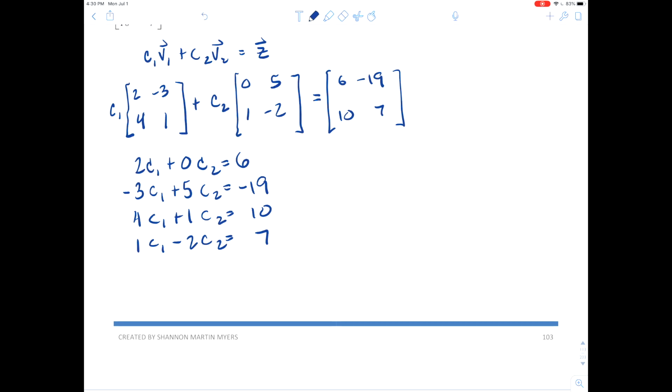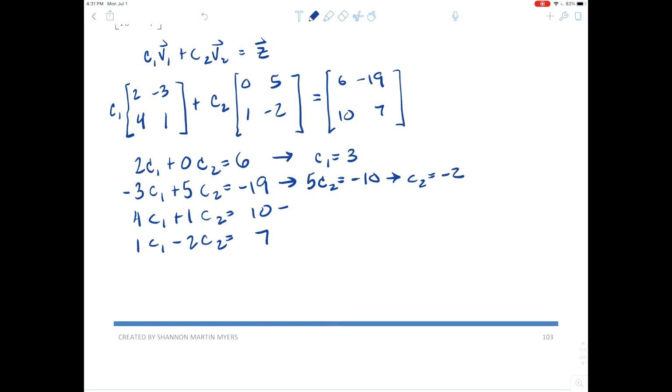So what would we get? We would end up getting that C1 would have to be equal to 3 from this first equation. And let's see if it works for all of them. So this would give us that C2 would equal what? If I plugged in 3 for C1, we get negative 9. Well, let's do it this way. So 5C2 would have to be negative 10. So C2 would have to be negative 2.